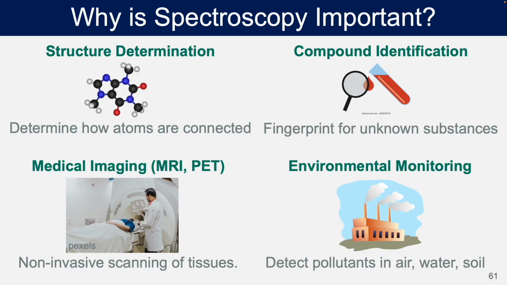Now that we understand the principles, let's ask, why is spectroscopy so important? There are three main reasons. Structure determination: it tells us how atoms are connected in molecules. Think of NMR or X-ray diffraction. Compound identification: every spectrum is a molecular fingerprint. With IR or other spectroscopy, we can identify unknown substances. And applications, for example, medical imaging like MRI, environmental monitoring of pollutants, food quality analysis, all rely on spectroscopy.